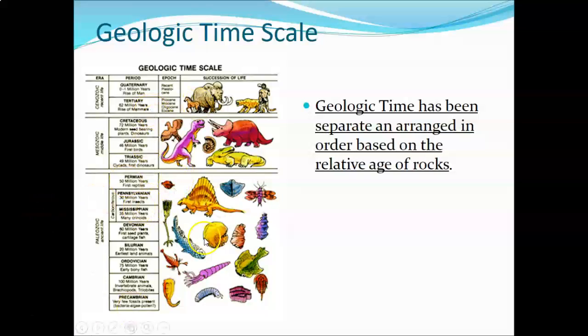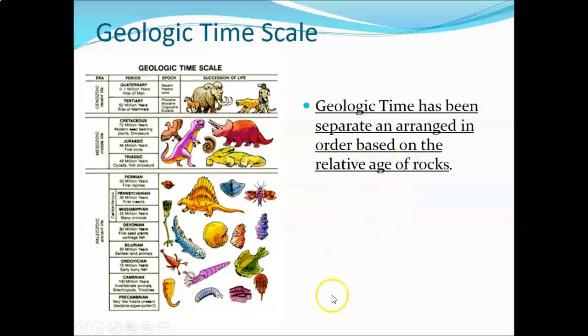So you're going to get very used to looking at this scale to our left here. This is called the geologic time scale. And we've separated it, or scientists have separated it, I didn't help with it, into different types, you can see it starts with eras. There are three different eras: our Paleozoic, our Mesozoic, and then our Cenozoic, which we are currently in as we are talking. So geologic time has been separated and arranged in order based on relative age of rocks.